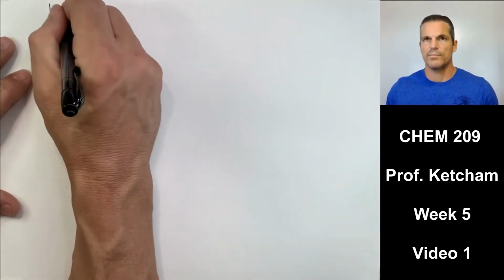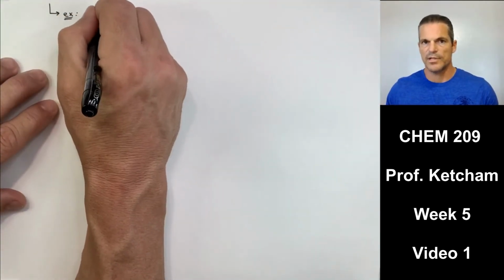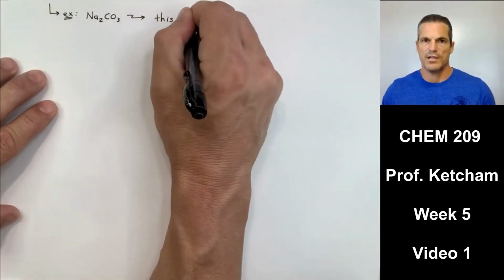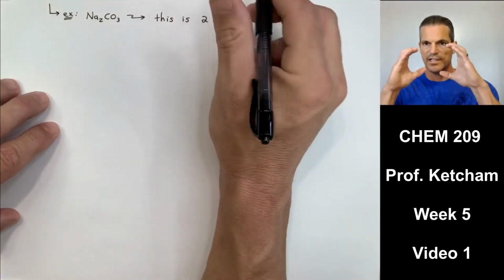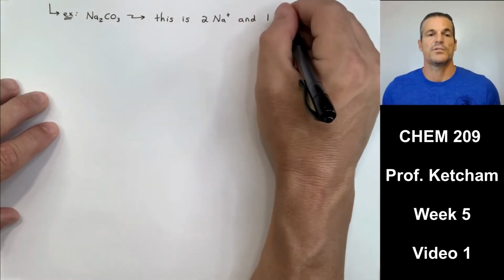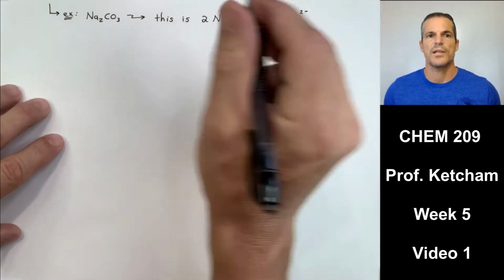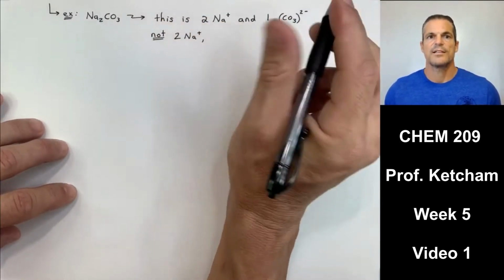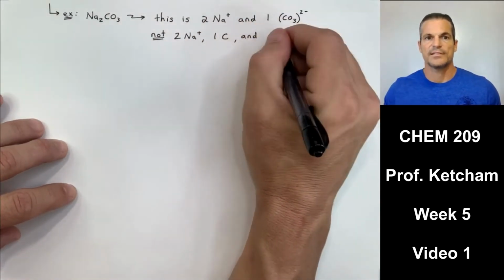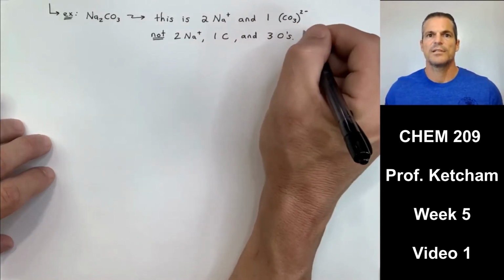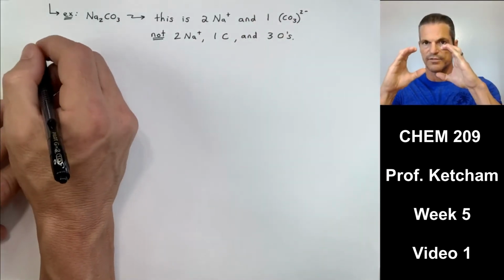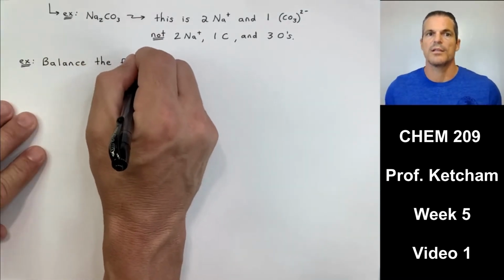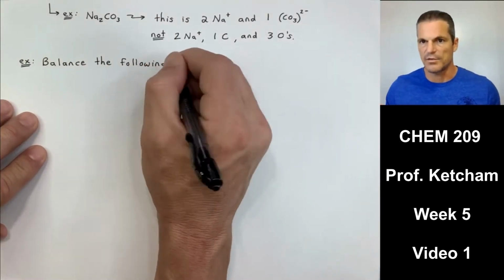Sulfate, SO4 2-, carbonate, CO3 2-, nitrate, NO3-, phosphate, PO4 3-. We want to leave these as chunks. So in this example, Na2CO3, that's not 1 carbon and 3 oxygens. That's 2 Na plus, and then 1 chunk of CO3 2-. It's 1 chunk of carbonate that we would have to balance on the left and on the right.